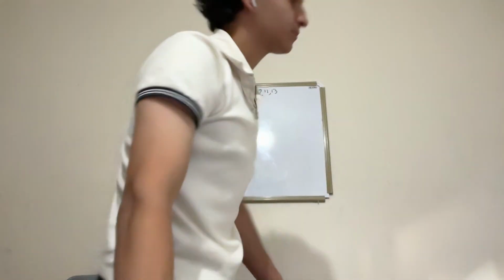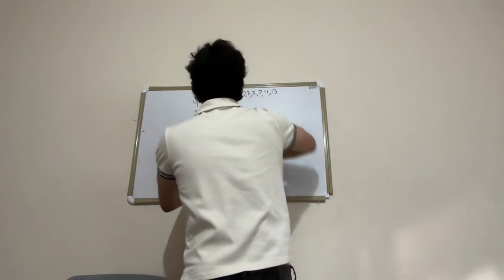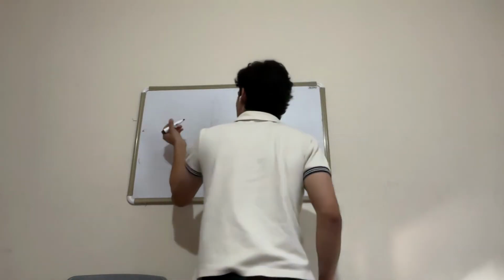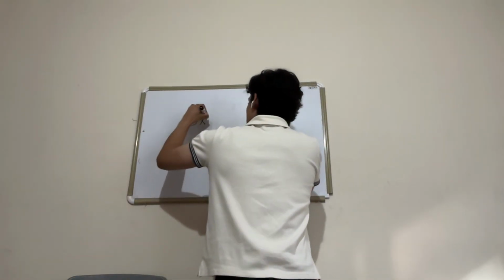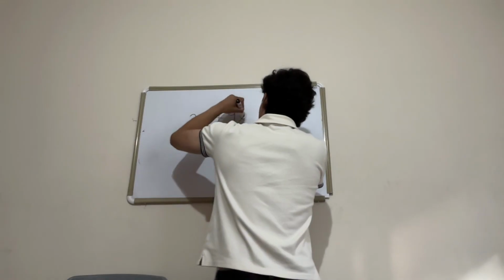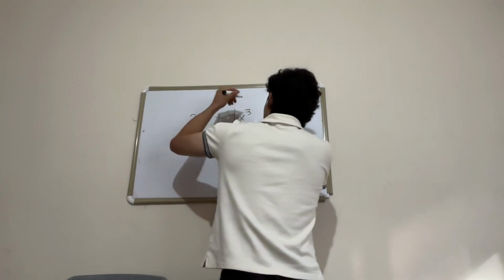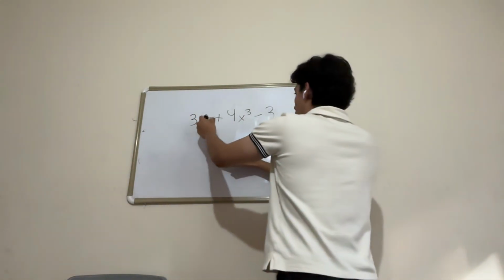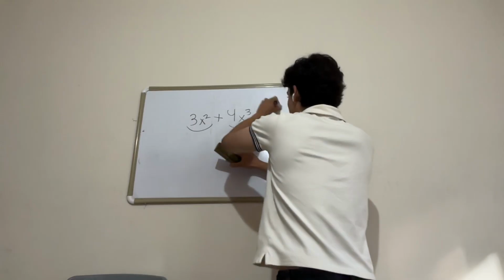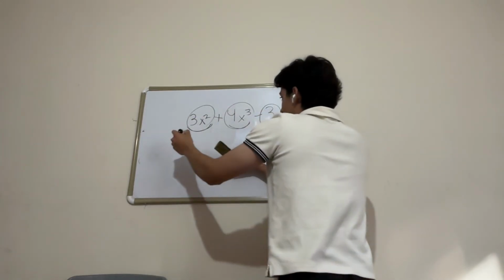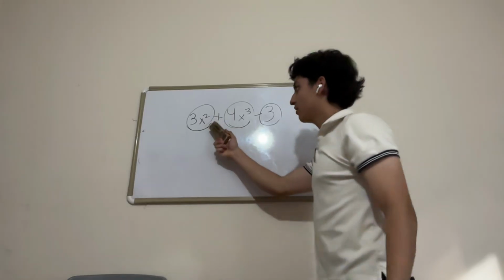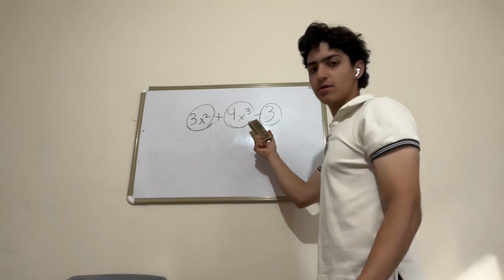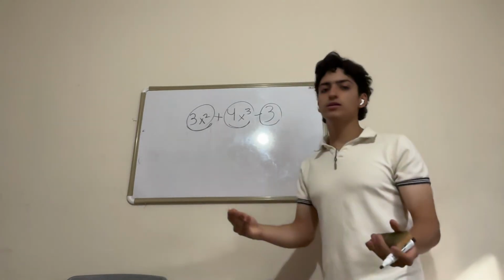So for example, oh, let me get rid of this. So for example, this is a polynomial. I don't know, 3x squared plus 4x cubed minus 3. This is a polynomial. Why? Because it has 1, 2, 3 terms. Okay. Each term is separated by, in this case, the addition, and in this case, the subtraction. So that is a polynomial, right? Multiple. Multiple, right?